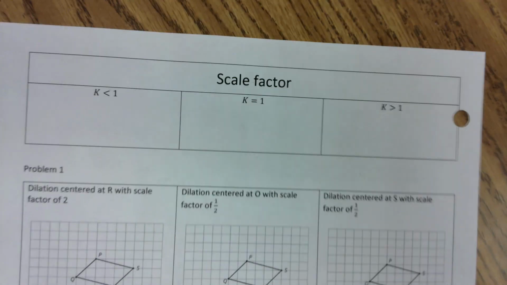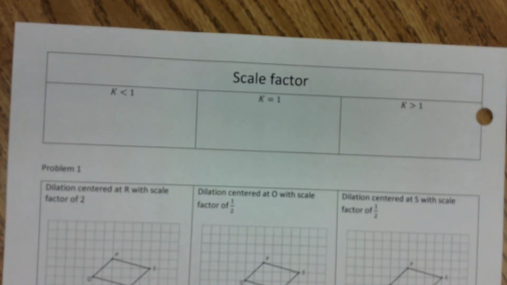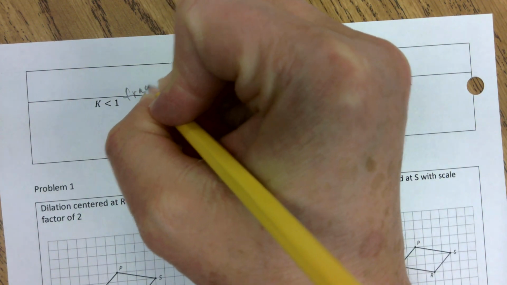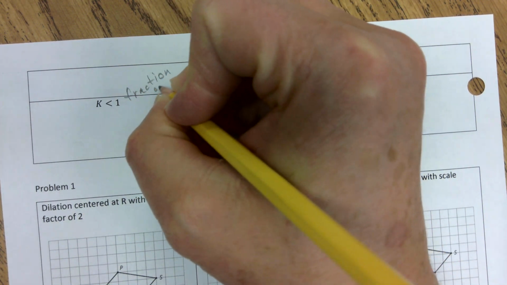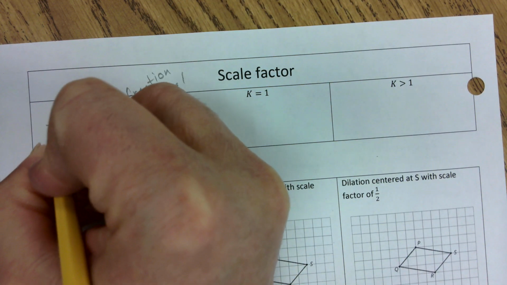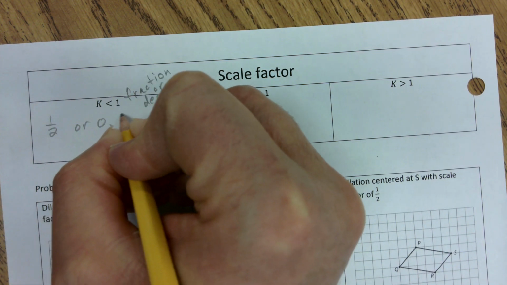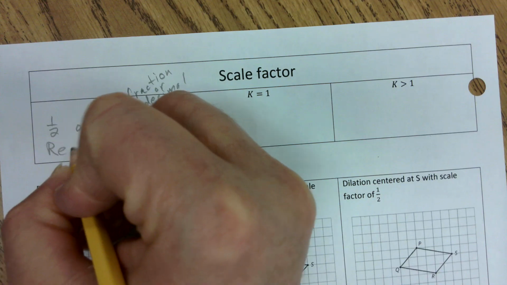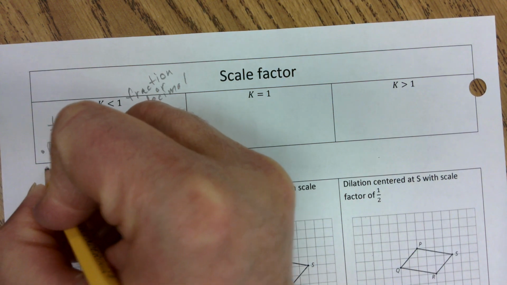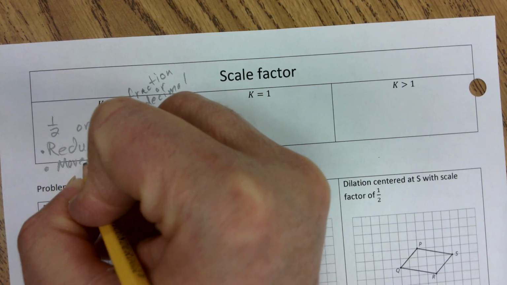Okay, now let's dig into scale factor a little bit more. When your scale factor is less than 1, basically meaning a fraction, typically, or a decimal, like 1/2 or 0.5, this just means it's a reduction, okay, and it's moving towards the center of dilation.